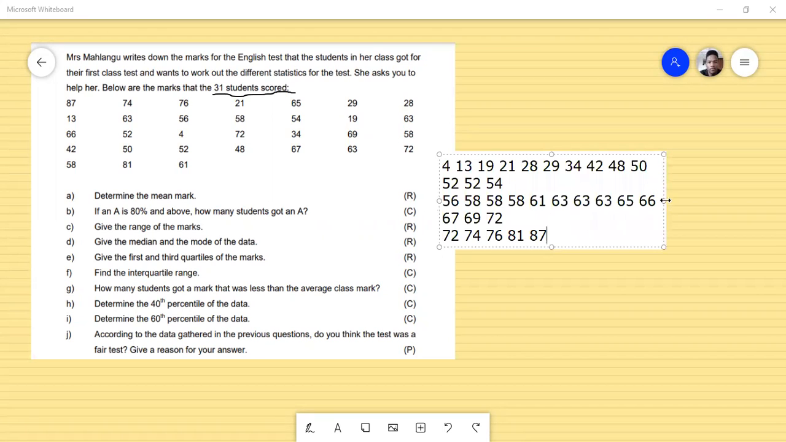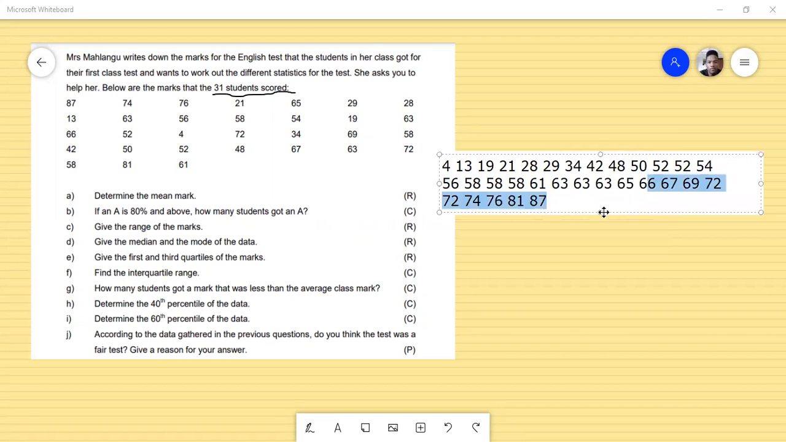So if we arrange our data into ascending order, we will have something like that, right? I've arranged it in ascending order for you. We start with 4 and all of that. After arranging your data, you must always count if you still have the same number of elements. So we still have 31 students.